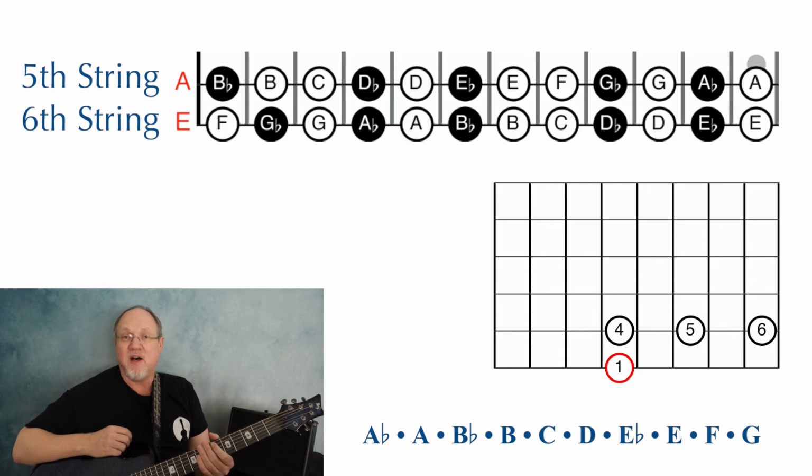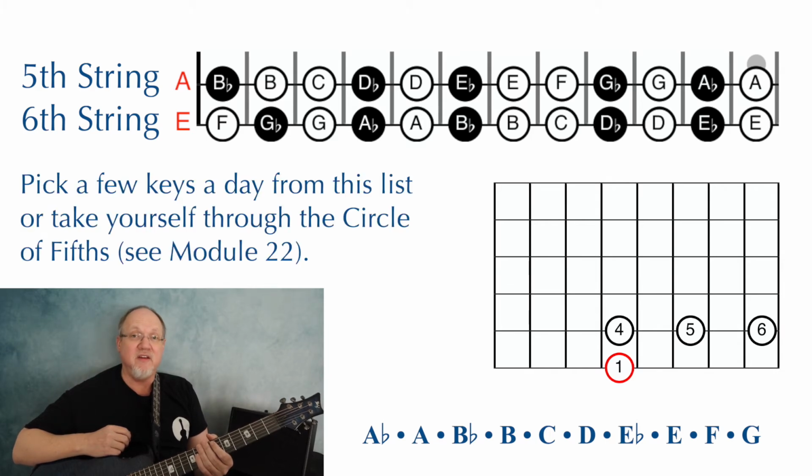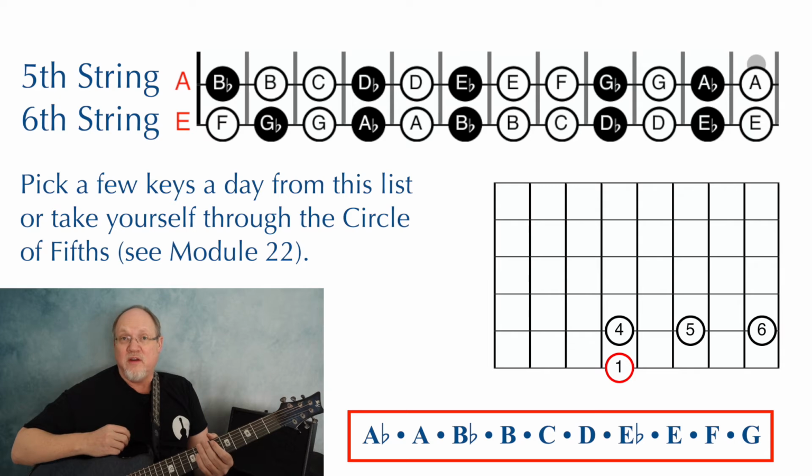Your assignment for this module is the 6-4-5-1 playing exercise on page 94. What I'd like you to do is pick a few major keys a day. You could choose from this list, or you could go through the cycle of fifths that you learned about in module 22. And for this example, I'm going to choose the key of B flat.